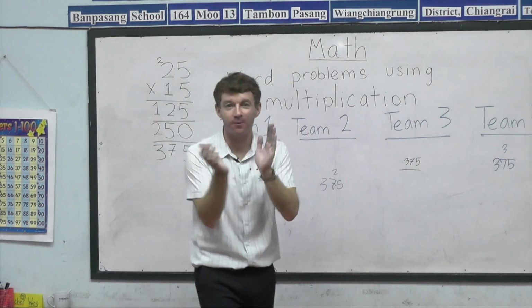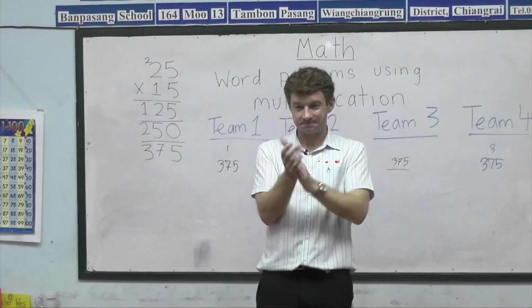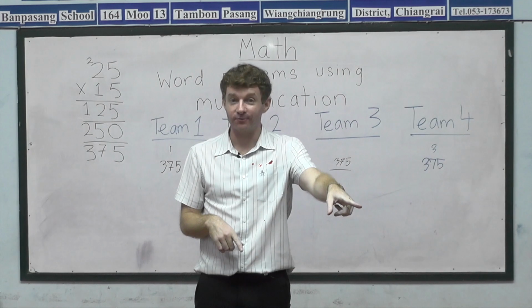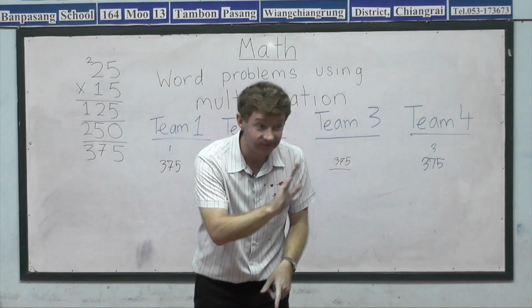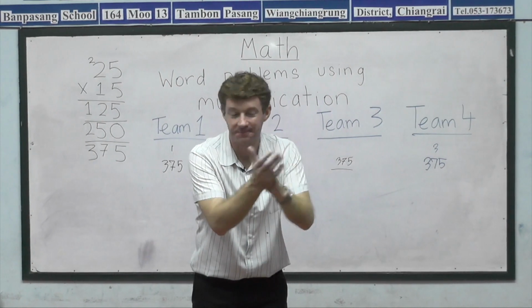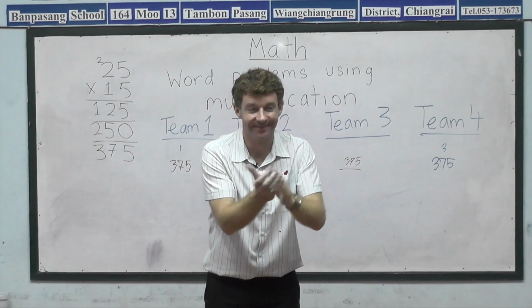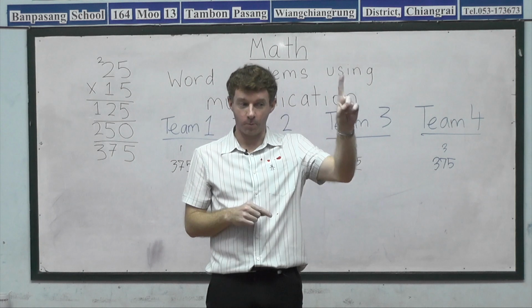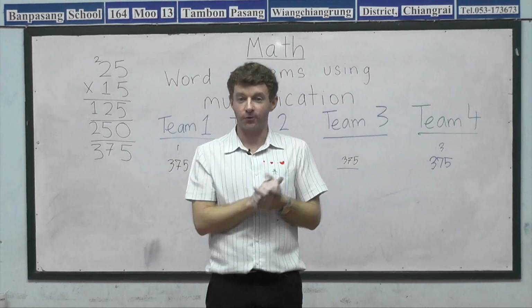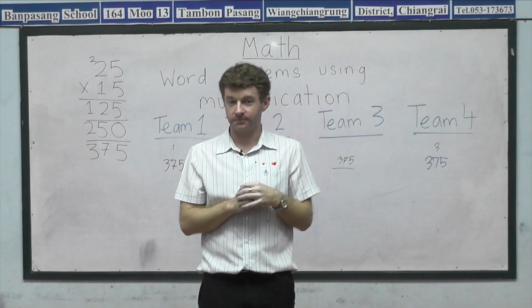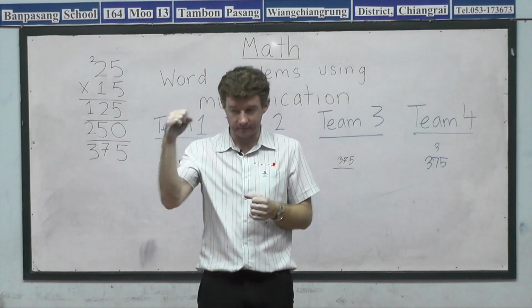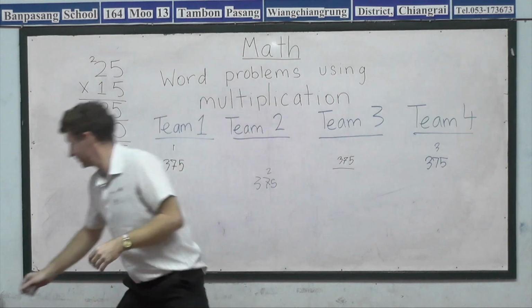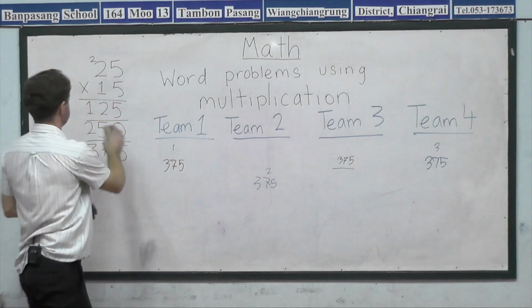Everybody, rounds of applause. But now, an extra round of applause for Team 1. You don't need to clap, we clap you, okay? So, Team 1, 1 point. Team 2, 1 point. Team 3, Team 4, let's go. We have one more word problem, okay? So, let me clear the board.